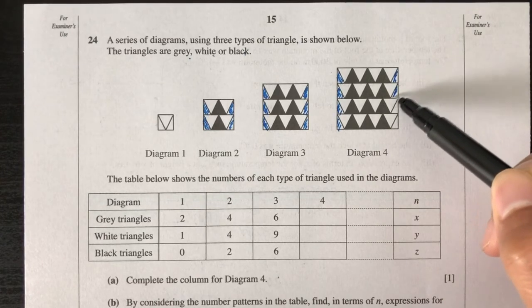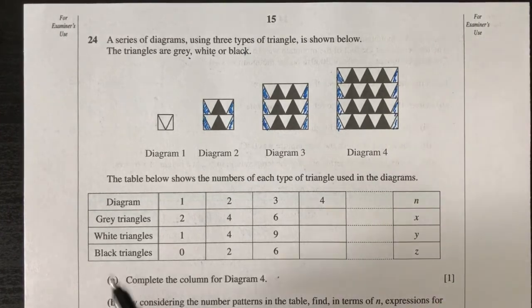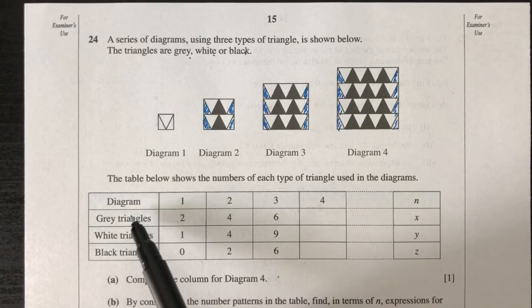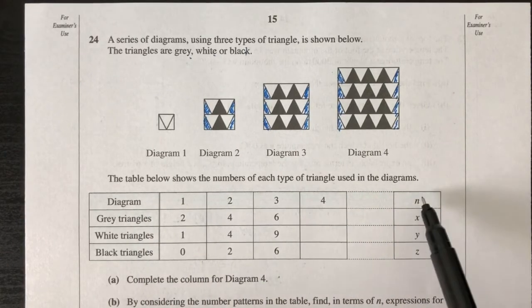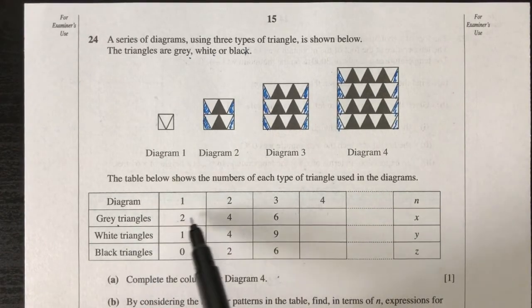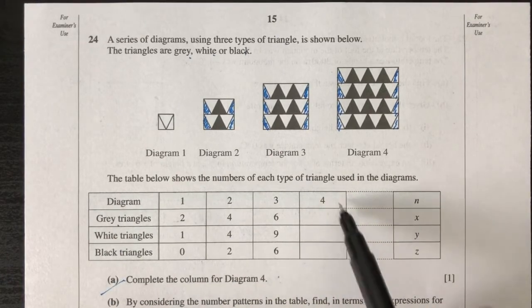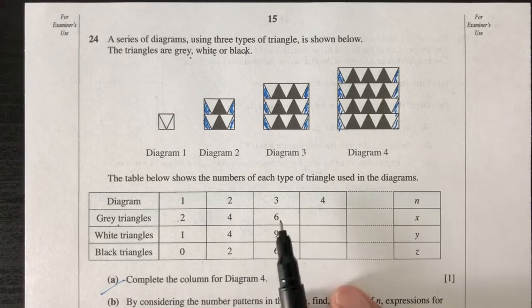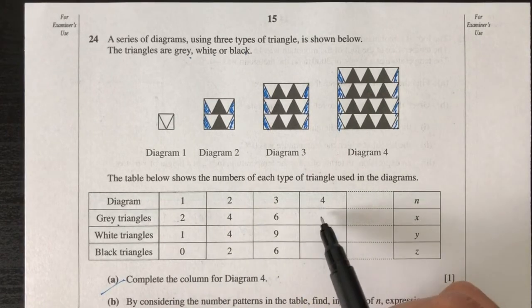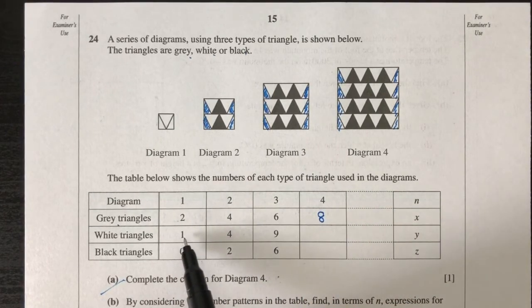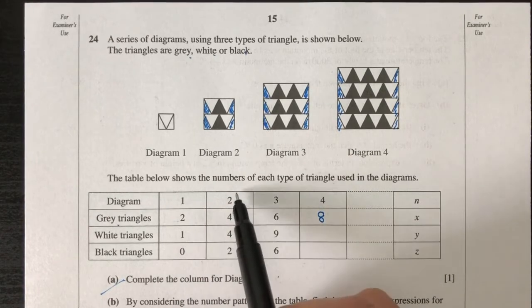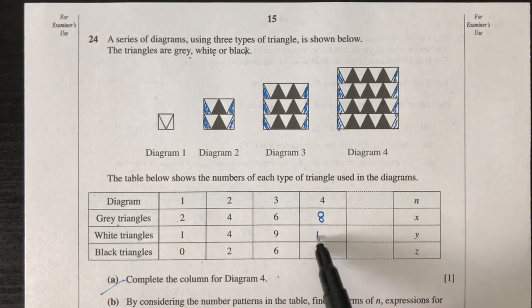So we have 4 diagrams here, and we just need to find the first few terms: 1, 2, 3, and 4 up to n. So we have to complete this table, I think. Part 1, complete for column 4. As you can see, every time it is increasing by 2, so this will be 8. This one is 1 square, 2 square, 3 square, so 4 square, 16.